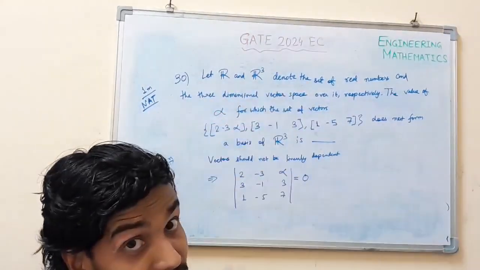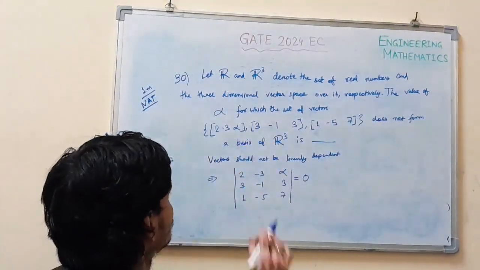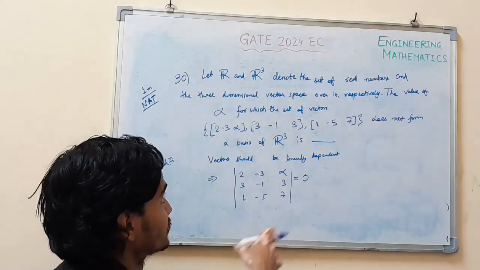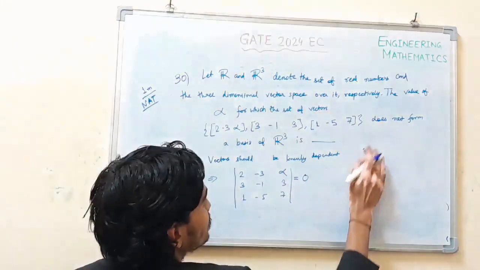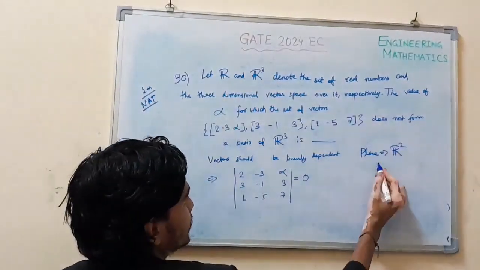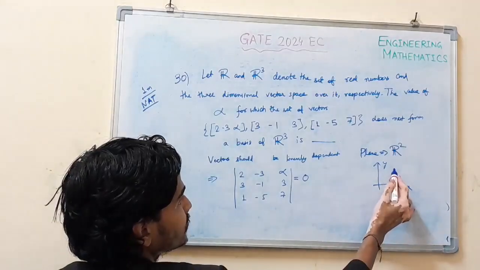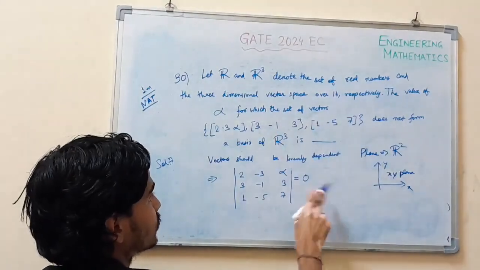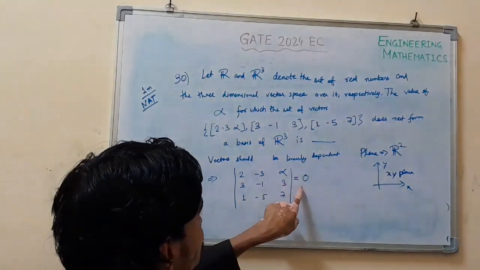When they are not linearly dependent they form a basis, but so that they do not form a basis of R cube, the set of vectors should be linearly dependent. They should be lying in a plane. Plane means R square, two dimensional, formed by say x and y. If they are linearly dependent, these vectors will lie on this plane. For that to happen, the determinant should be equal to 0.